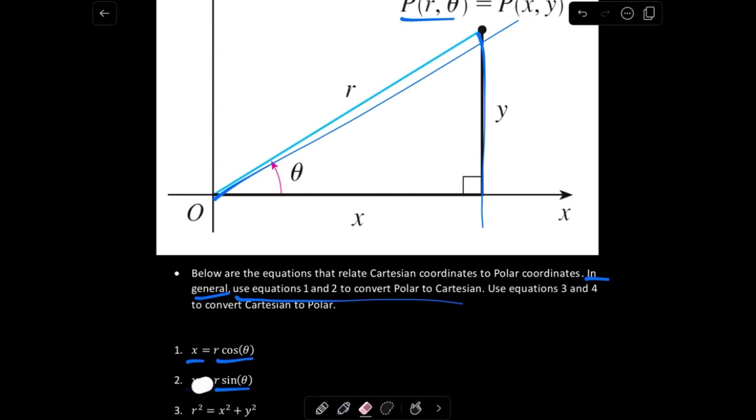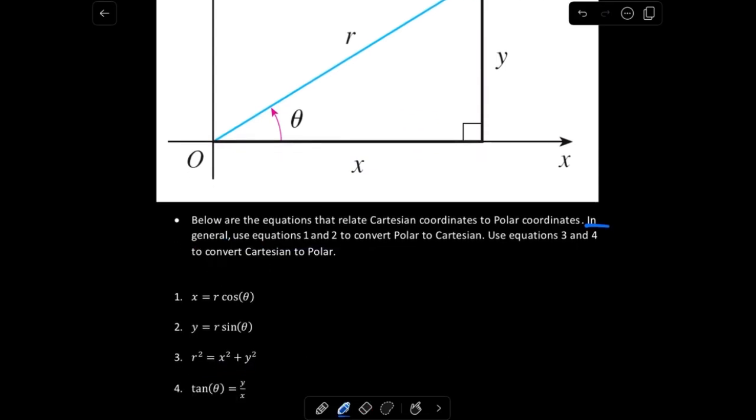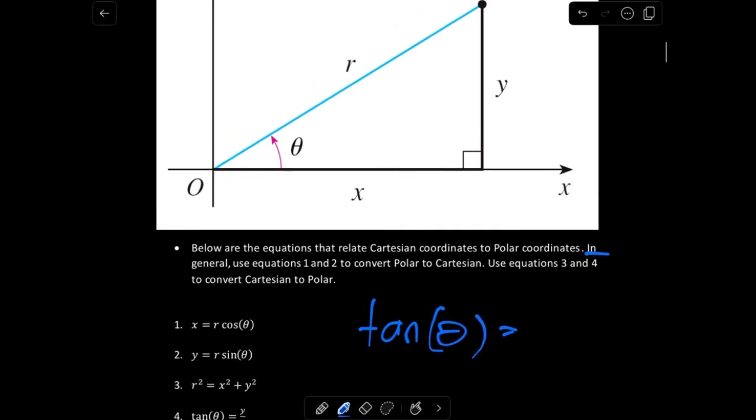Let's look at equations 3 and 4. Equation 3, r squared is equal to x squared plus y squared. That's super easy. Come on, that's Pythagoras. The hypotenuse squared is equal to x squared plus y squared, the sum of the squares of the other two sides. Then let's look at equation 4. Tangent theta is equal to y over x. Again, that's trig ratios. Tangent is opposite over adjacent. Here's theta, here's the opposite, here's the adjacent. It's y over x.